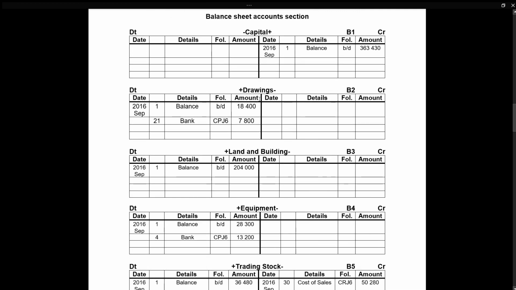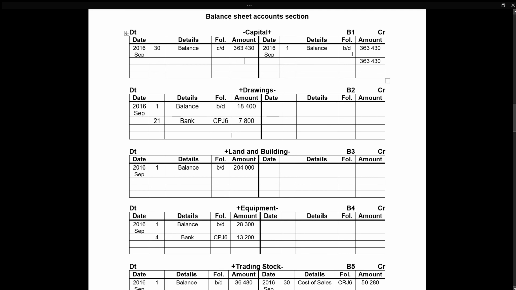Capital is super easy. Remember, your smaller side you need to have a line open. I can see that my debit side is the larger side, so 363,430 total. How much do I need on my smaller side? I need 363,430 rand. That was a calculation. Calculation starts with a C, therefore my value will be carried down and my details will be balance. Alright. This is always done last day of the month, September 2016.